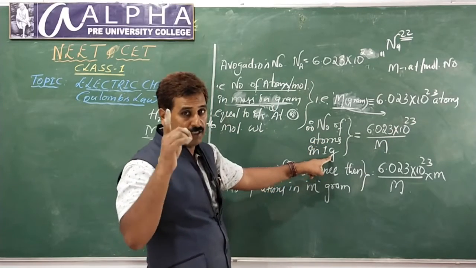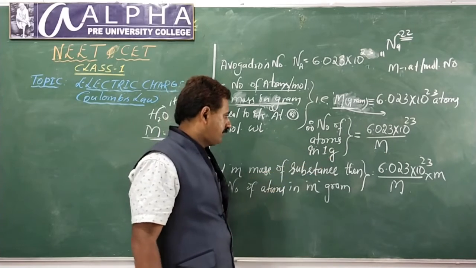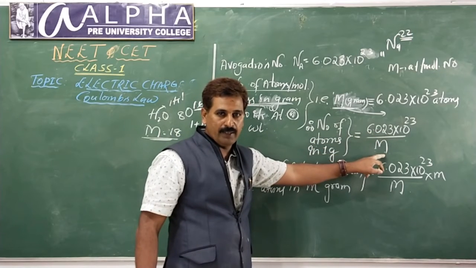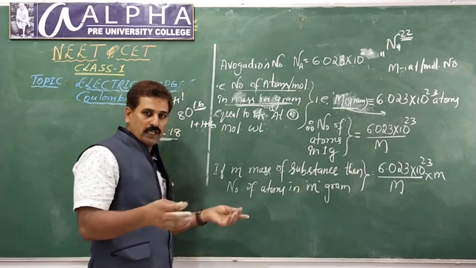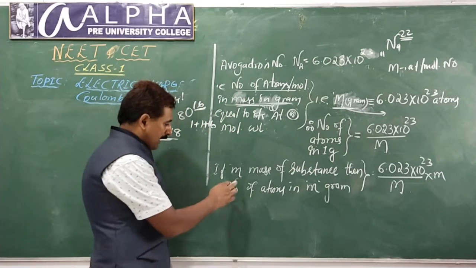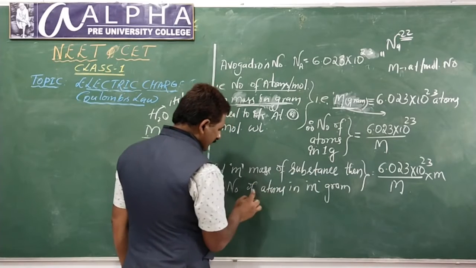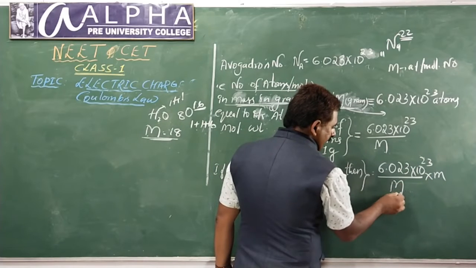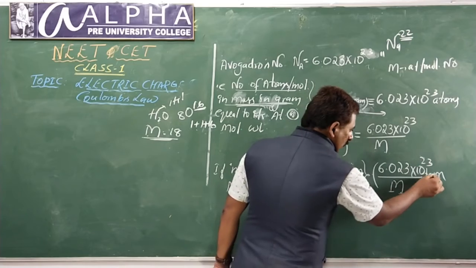Remember, atoms means atomic substance, molecules means molecular substance. For 1 gram, it is Avogadro number divided by M. If there is m gram of some substance, 2 gram, 3 gram, 5 gram, then for m gram mass, the number of atoms is 6.023 × 10^23 divided by M times m. That is number of atoms in 1 gram times mass in gram.